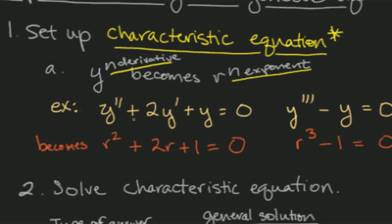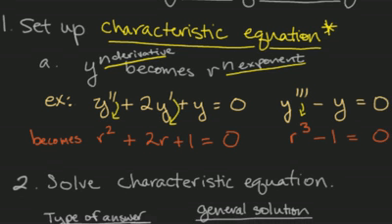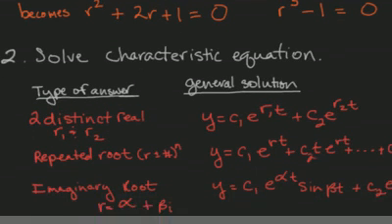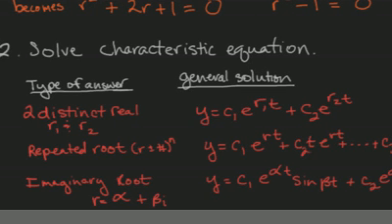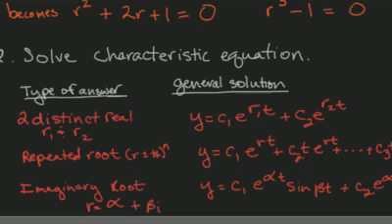So let's look at an example. Here we have a y double prime that becomes an r squared, single prime becomes an r, and no prime becomes just the constant in front of the y. Okay? Triple prime becomes an r cubed, no derivative power, so we just put the negative 1 down. All right? So then you solve it algebraically, just like you would do any other equation, and you'll have 3 possible roots. Depending on what the roots are, you will have different general solutions to your differential equations.